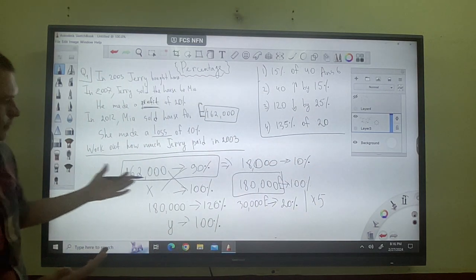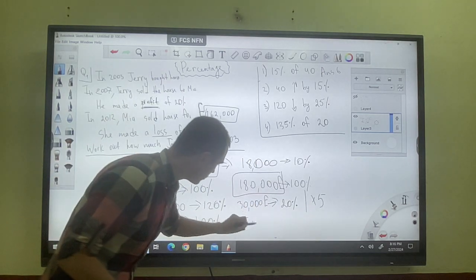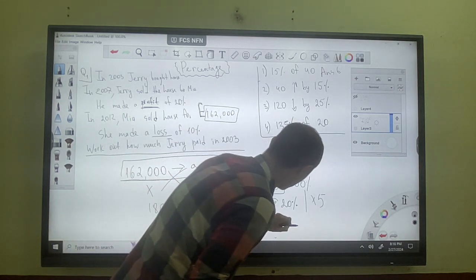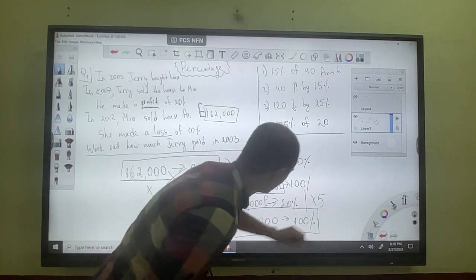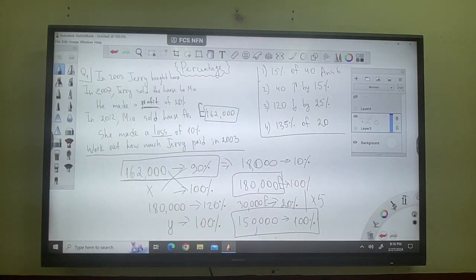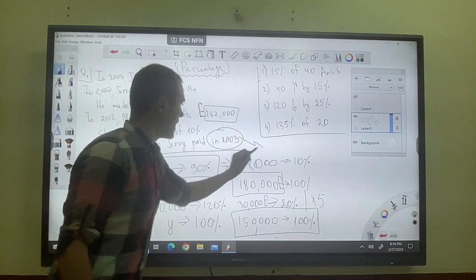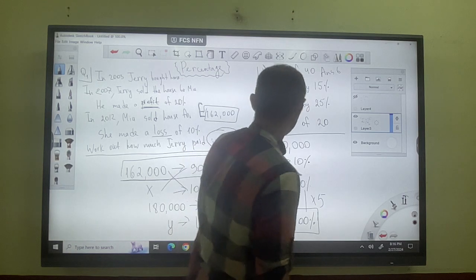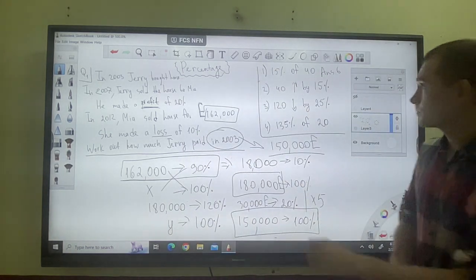I think it's pretty easy. Multiply 3 by 5 will be 15, and extra 4 zeros: 15 and 1, 2, 3, 4. And then finally we get the result, the 100% we were seeking, how much Jerry paid in 2003. We could easily say that the answer will be 150,000 pounds. Let's check it out.